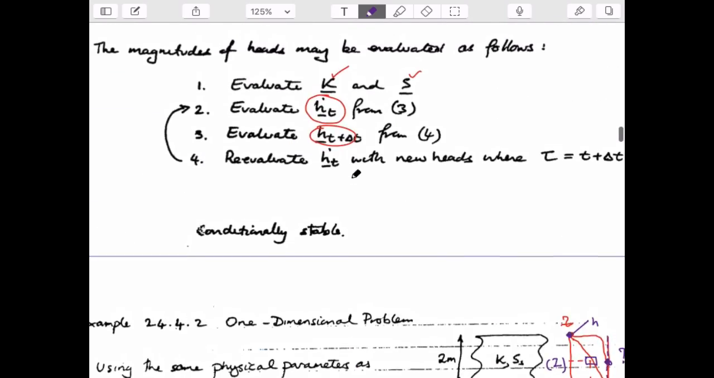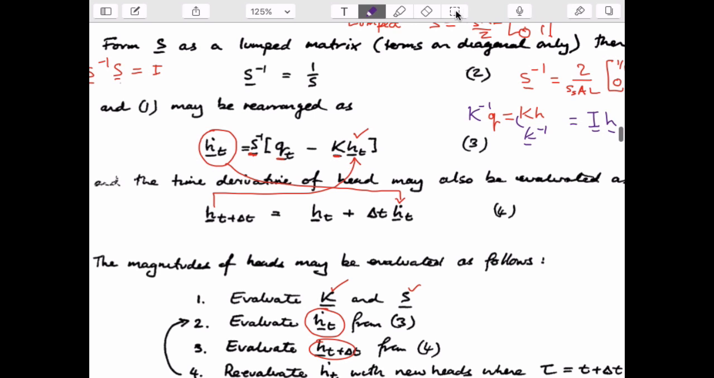It's this term here. I guess we can look at it here. In other words, it's this expression here.